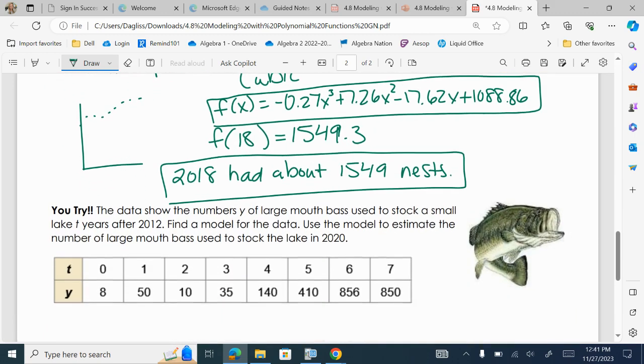So my next one shows the numbers of largemouth bass used to stock a small lake T years after 2012. Find a model for the data and then use the model to estimate the number of largemouth bass used to stock the lake in 2020. So you're going to put your data in first. Do second, trace or calculate. Value, push enter. And then type in 18 and push enter.